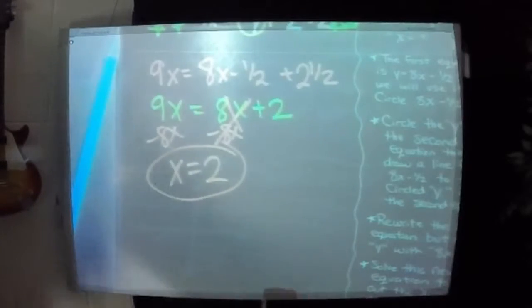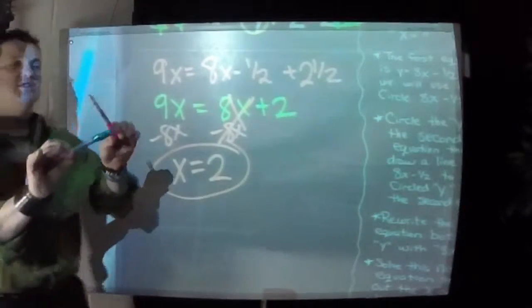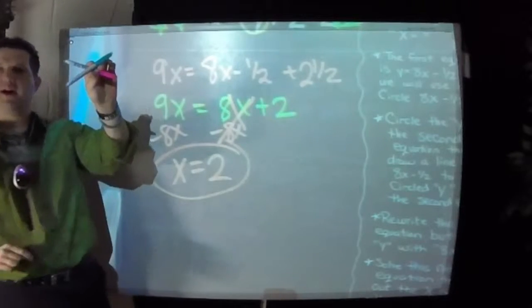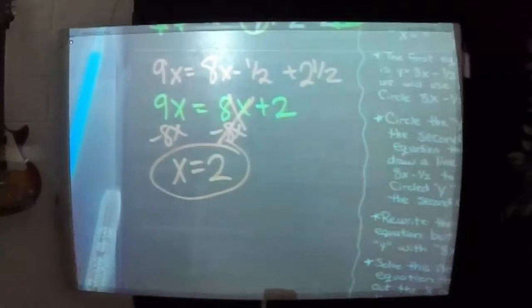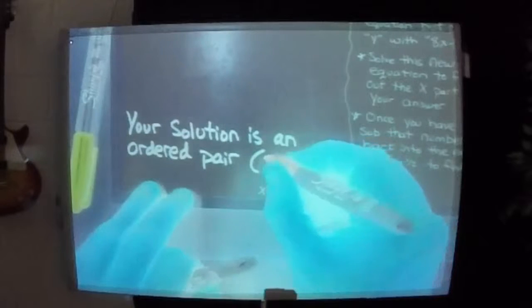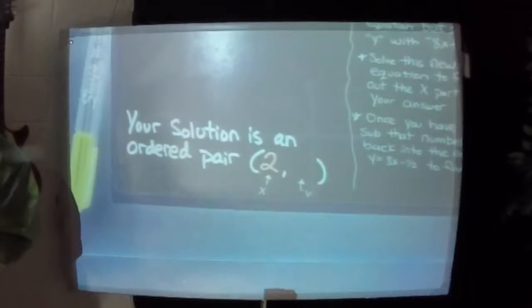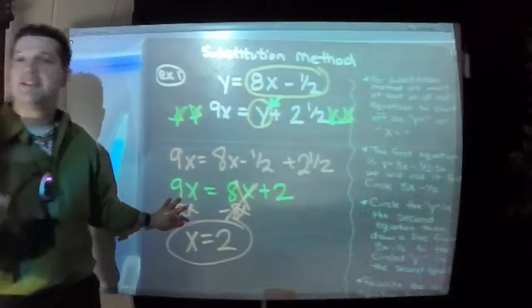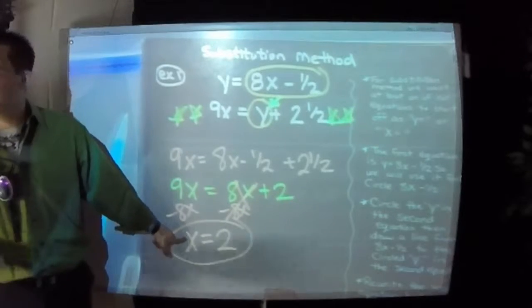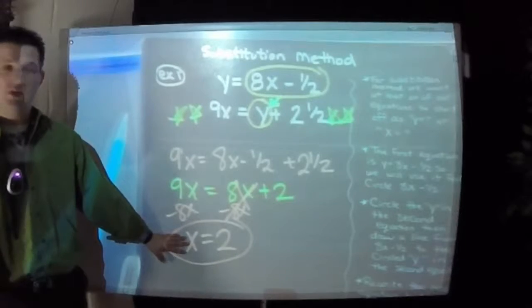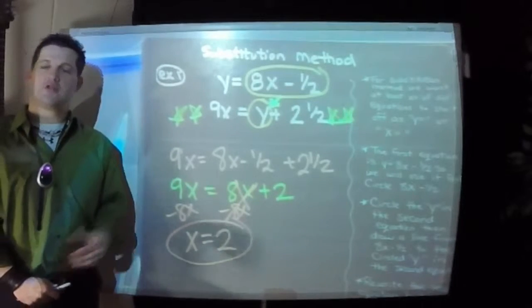Now understand, 2 is not the answer to the problem. 2 is half the answer. Remember, where we cross is an ordered pair x comma y. You've just found the x comma part. So down here at the bottom, the solution is the ordered pair 2 comma something. The question is, how do we find that y? Once you've got the 2, x is now 2. In this system, you now have permission to replace the letter x anywhere that it's convenient for you with the number 2. So go back up to the top.